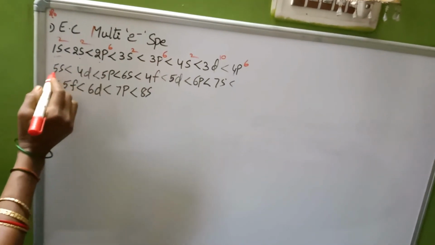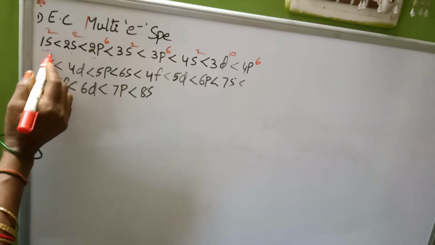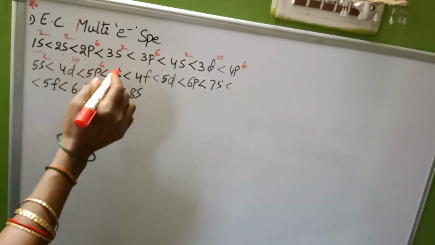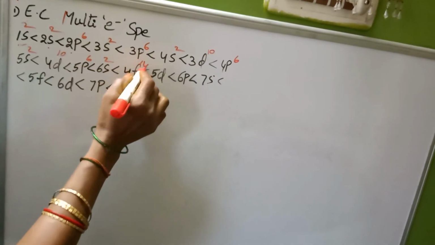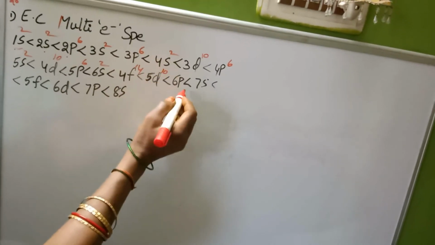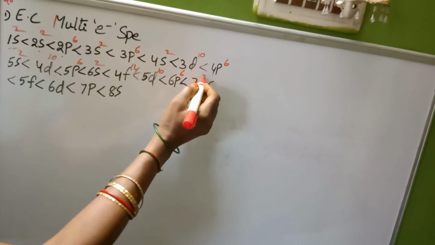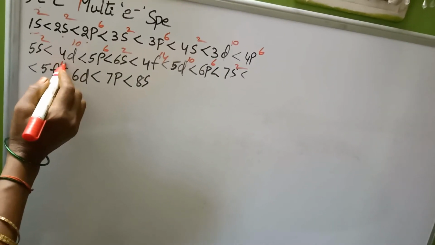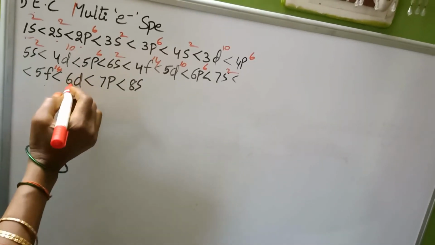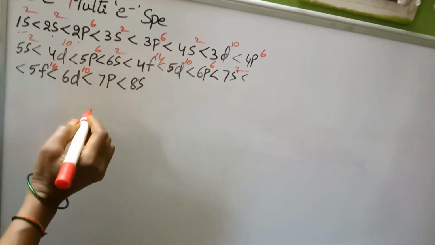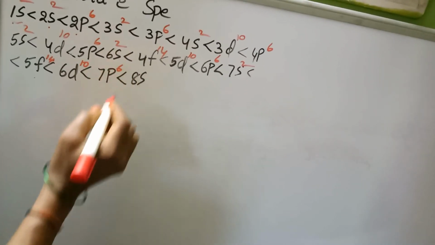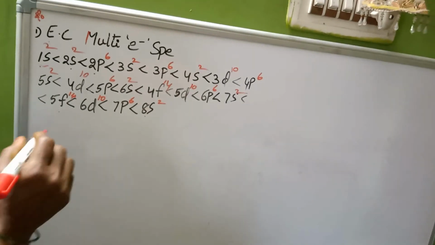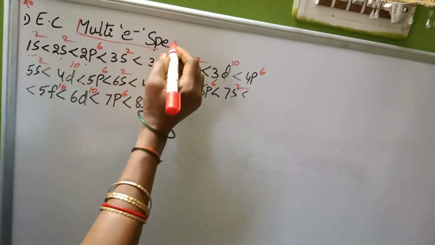After filling 4p, the incoming electrons go to 5s with 2, 4d with 10 electrons, 5p with 6, 6s with 2, 4f with 14, 5d with 10, 6p with 6 electrons, 7s with 2 electrons. Again the incoming electrons go into the 5f orbital with 14 electrons. 6d can accommodate 10 electrons, 7p can accommodate 6 electrons, and 8s can accommodate 2 electrons. This is useful for multi-electron species.